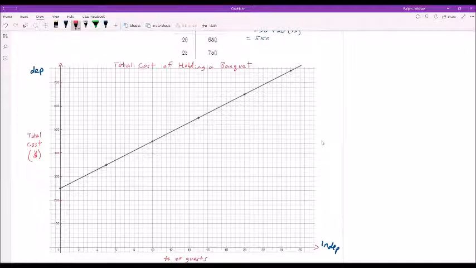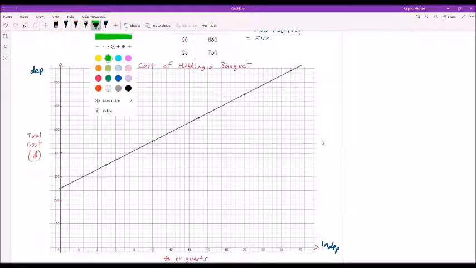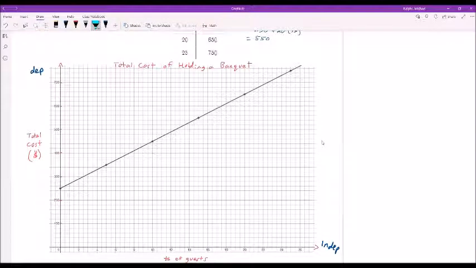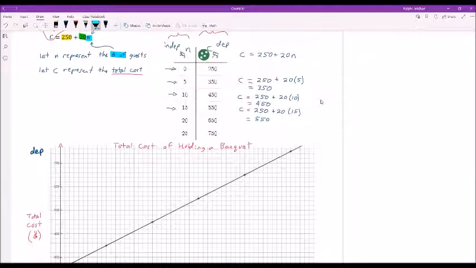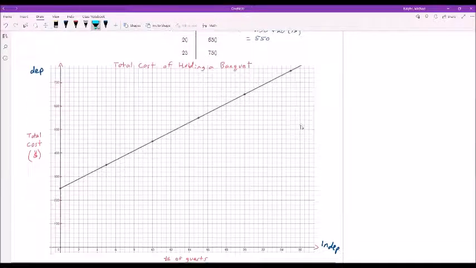All right. And so then all we need to do is take a look at these. Let's use blue just for fun. So if I go from the table of values, we start here at 0, like before anybody has confirmed that they're attending, and that is going to correspond to $250.